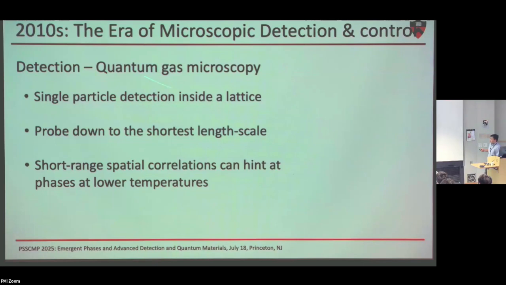If you can see every single particle inside a lattice, it means that you can access the physics actually at the shortest length scale, which is 1 lattice site apart. And now, what can be very powerful is that you could start looking at spatial correlation functions on your system. And oftentimes, if you can't access very low temperatures, just from short-range correlations, it can actually provide hints of what is going to happen or the competing phases that can occur at low temperatures.